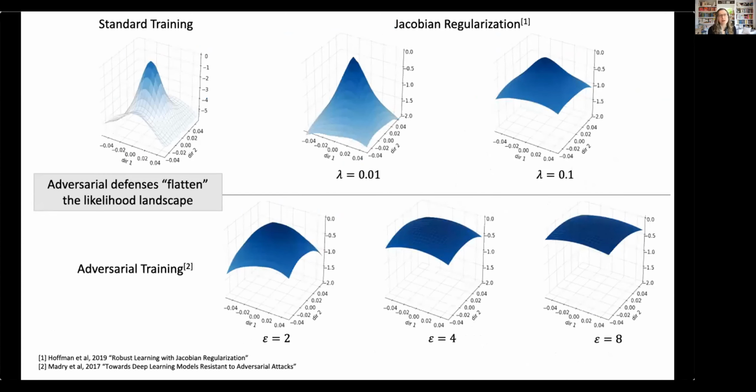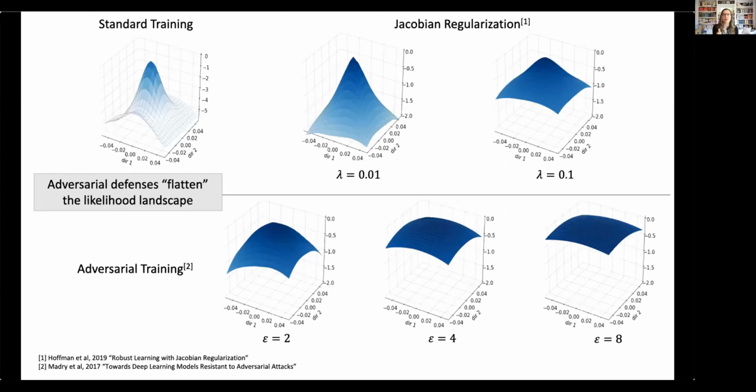Now here, we can visualize these likelihood maps before and after training with various robustness metrics. On the top left, we have standard training. And what you'll see is that the likelihood of a sample is very high, or relatively high, for the clean sample. But as you make any perturbation, you start to immediately drop off in terms of likelihood.